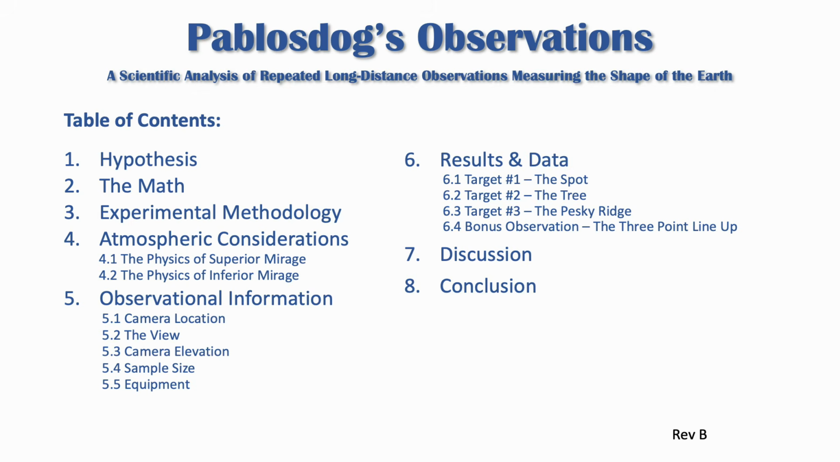The purpose of my observations is to gather data to allow for the assessment of the shape of the Earth's surface. This presentation is organized in a scientific experiment format, as seen in the table of contents below. It starts with a hypothesis, the math, experimental methodology, the atmospheric considerations, the observational information of the experiment, the results and data, a bit of discussion, and then a conclusion.